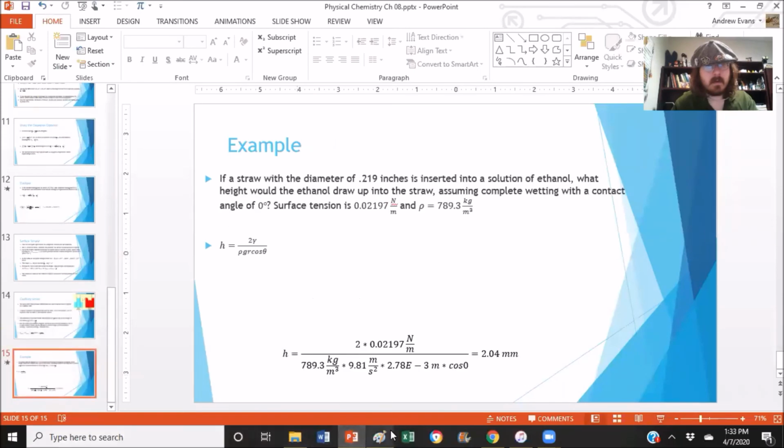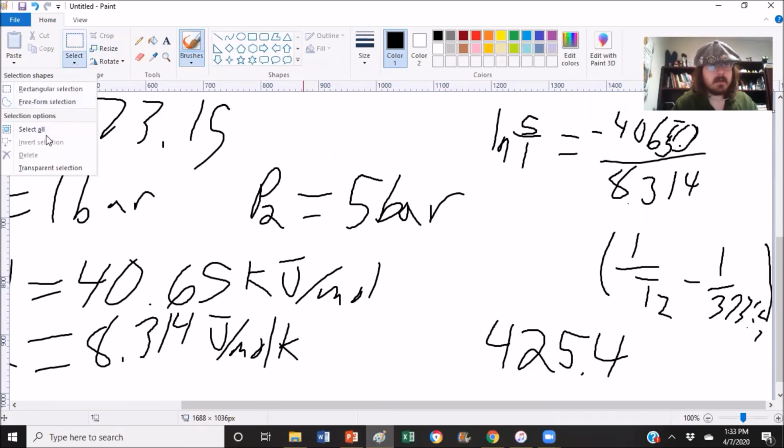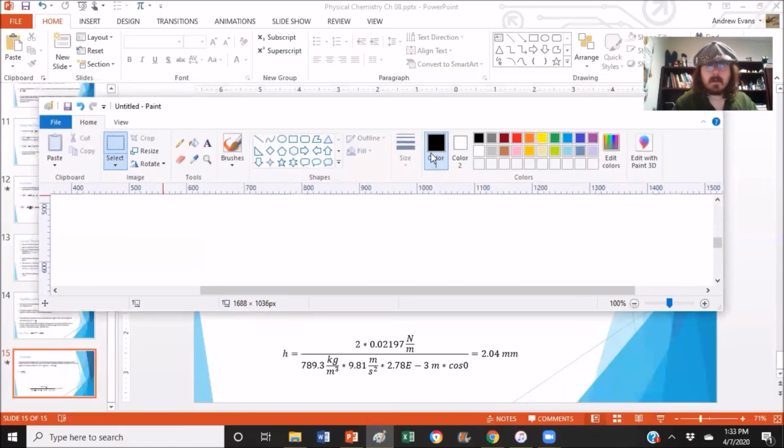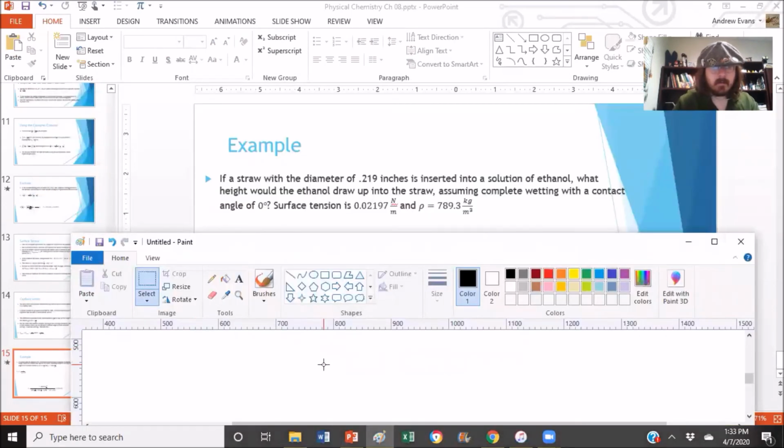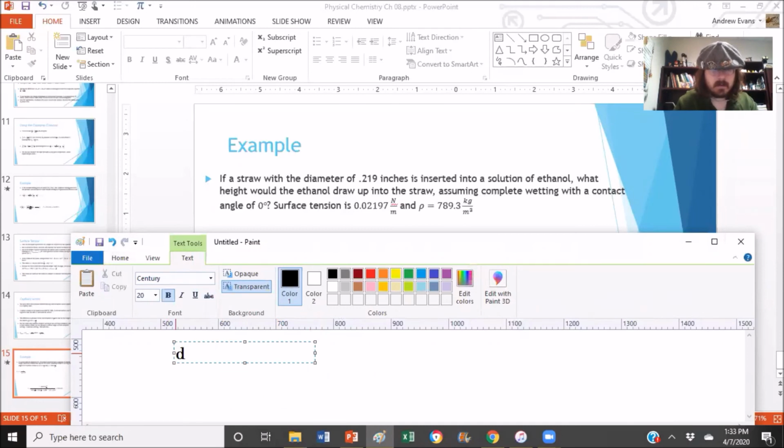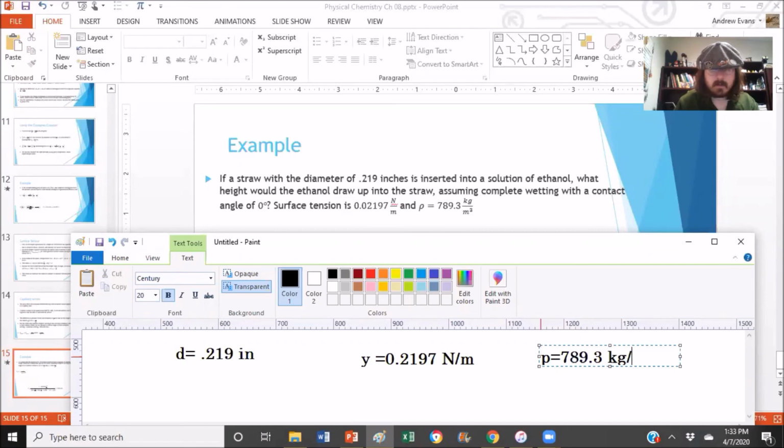Okay, so let's pull this up. We have the diameter, 0.219 inches. We have gamma equals 0.02197 newtons per meter. Density equals 789.3 kilograms per meter cubed. And we're going to say gravity is 9.8 meters per second squared.